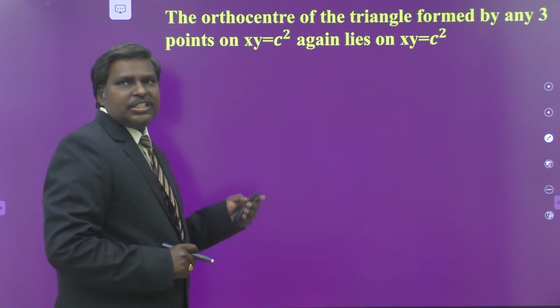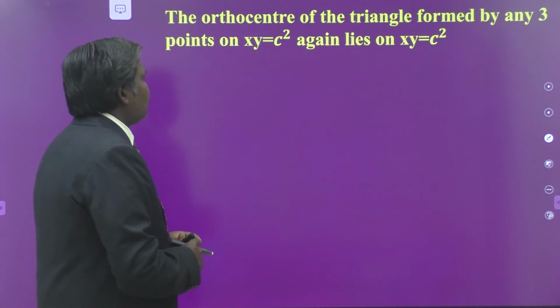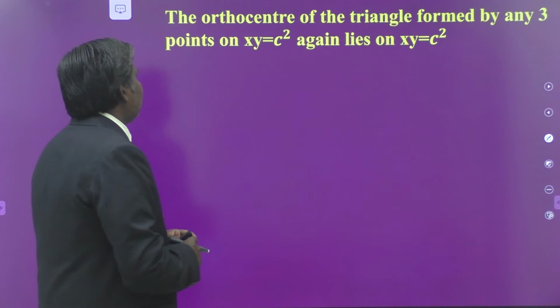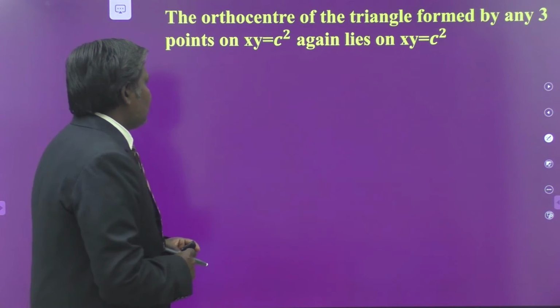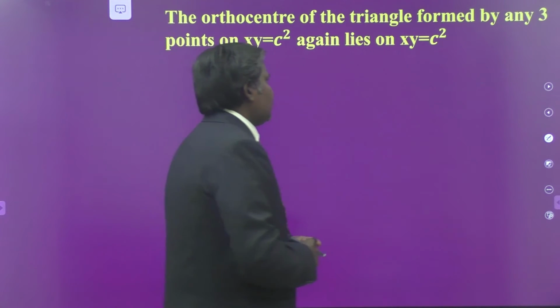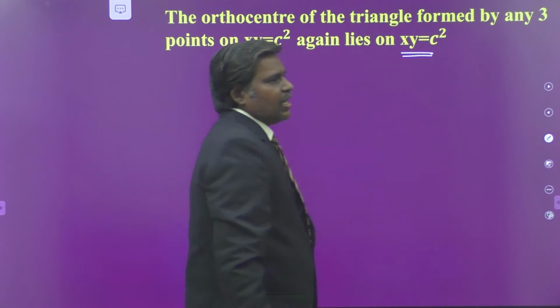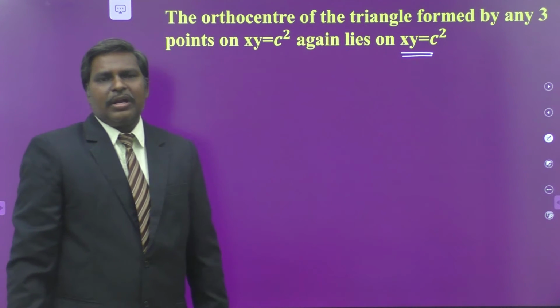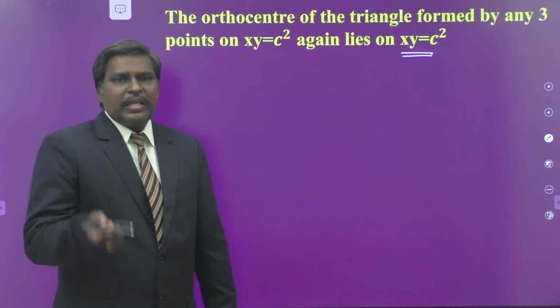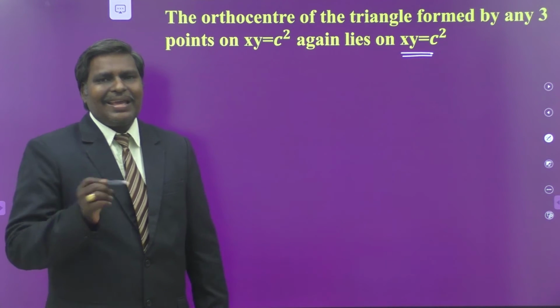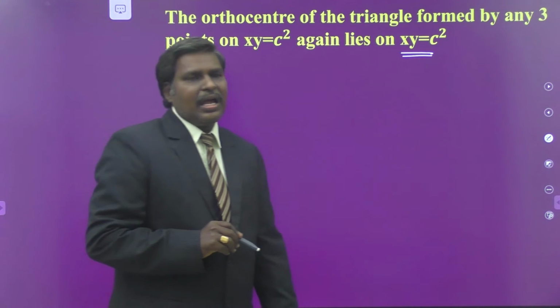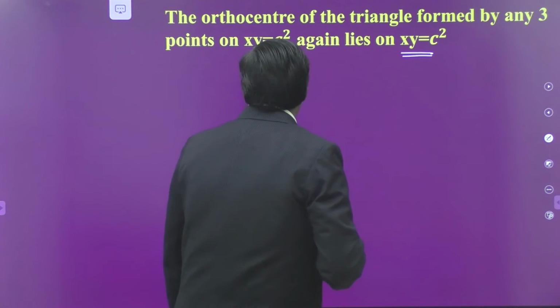This is the next concept. The orthocenter of the triangle formed by any 3 points on xy equal to c square again lies on xy equal to c square. Very interesting result. You take any 3 points on the rectangular hyperbola xy equal to c square, then its orthocenter again lies on the rectangular hyperbola xy is equal to c square.